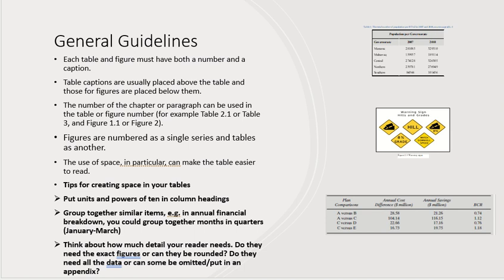Think about how much detail your reader needs. Do they need the exact figures or rounded off numbers? So, the significant figures. Somebody who is shown a number in thousands is not really concerned about 0.5 or 0.01 or something. You can remove these things.